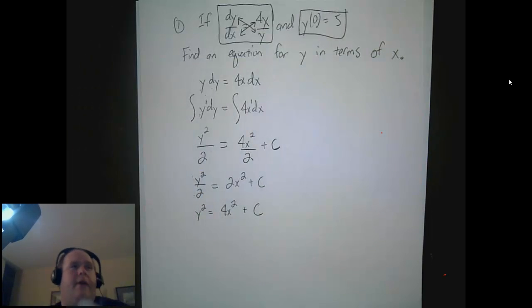y of 0 equals 5. Now, I don't think we've seen anything quite like this in some of the problems we've done in the past. Usually it's f of 5 equals 7. Okay, we know what that means. If I plug 5 into the function, the y value is this.